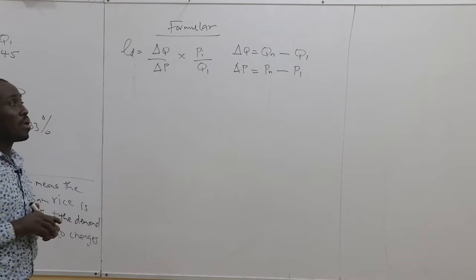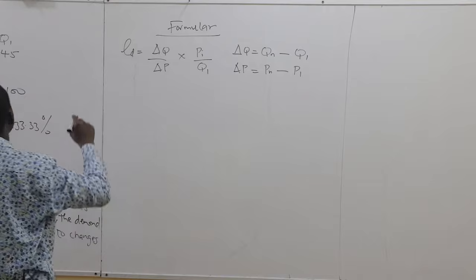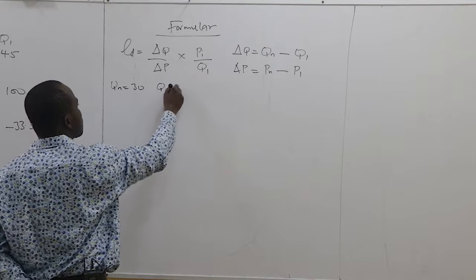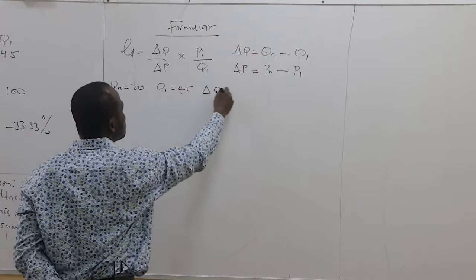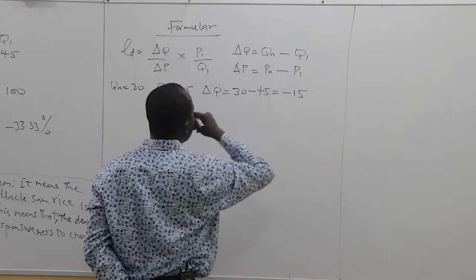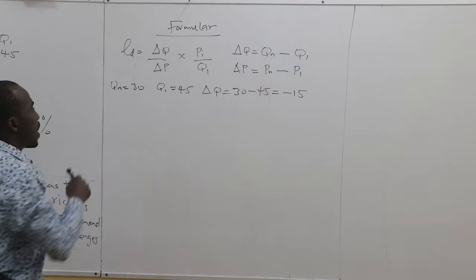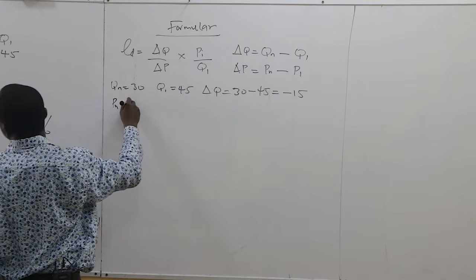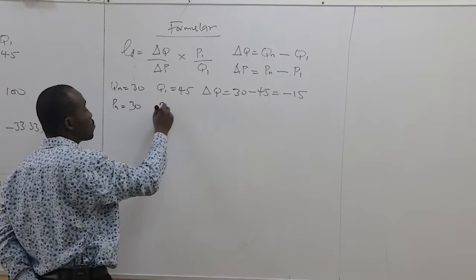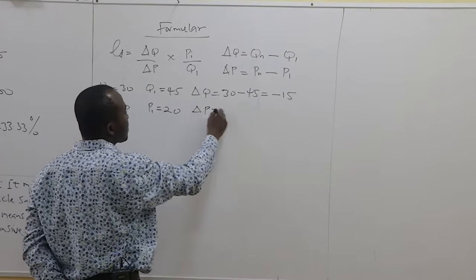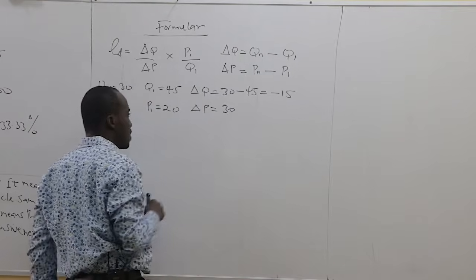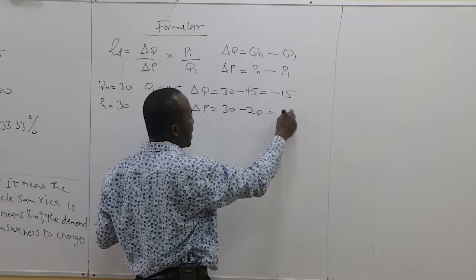What's the change in quantity? The new quantity is 30. The initial quantity is 45. The change is 30 minus 45, which gives you negative 15. What about the new price? The new price is 30. We are using the same question. The initial price was 20. What's the change in price? It is the new minus the initial, which gives you 10.